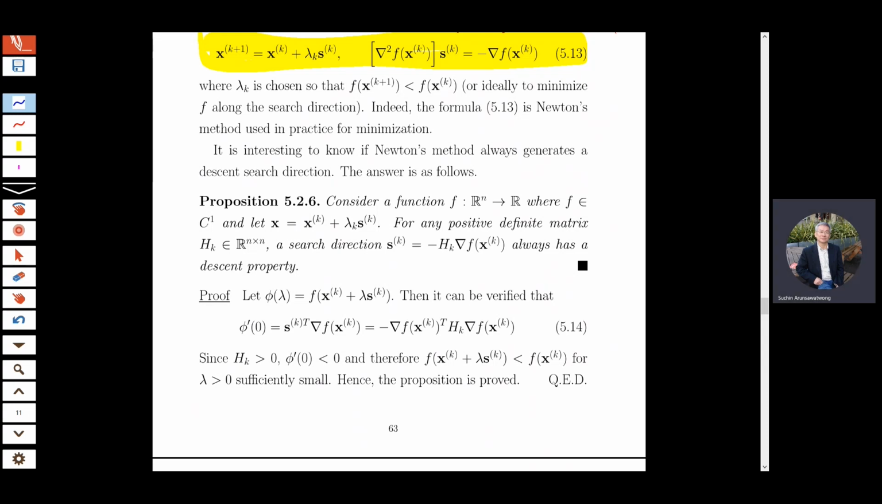If the H matrix Hk is not positive definite at the iterate xk, then sometimes Sk still has the descent property. So we can check: you compute the directional derivative, Sk transpose gradient f(xk). When it is negative, then you know that the step length lambda is positive. If Sk transpose gradient f(xk) is not negative, let's say it is positive, then you know that you have to go backward.